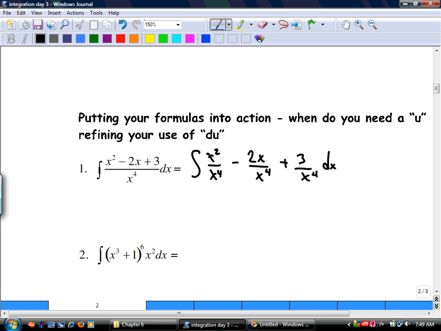Isn't always the best way to go. So you go, okay, there's a monomial denominator. That's cool, I can split it up. So then you can take the antiderivative of 1 over x squared, and the antiderivative of 2 over x cubed, and the antiderivative of 3 over x to the 4th.